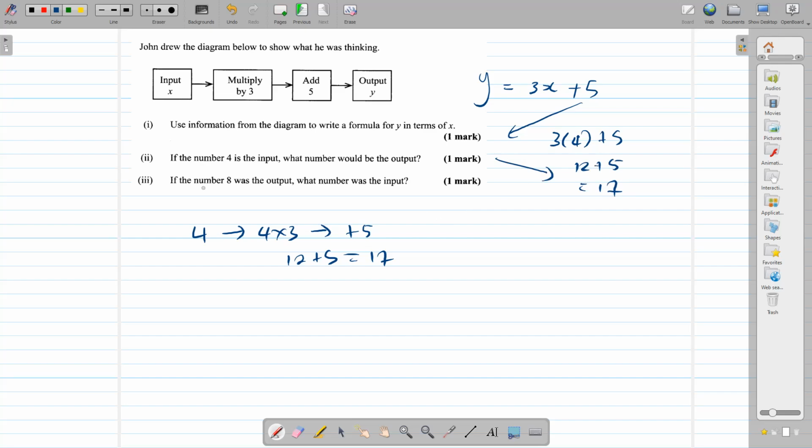And it says here, if the number 8 was the output, what was the input? So taking our function here, 3x plus 5, if 8 was the output, then what did you put in? So we have to solve this equation. Let's say 3x is equal to 8, take away 5, and 3x is equal to 3, and x would be equal to 3 over 3, which is 1. So if you put 1 in there, you're going to get out 8. If you put 4 in there, you'll get out 17, essentially.